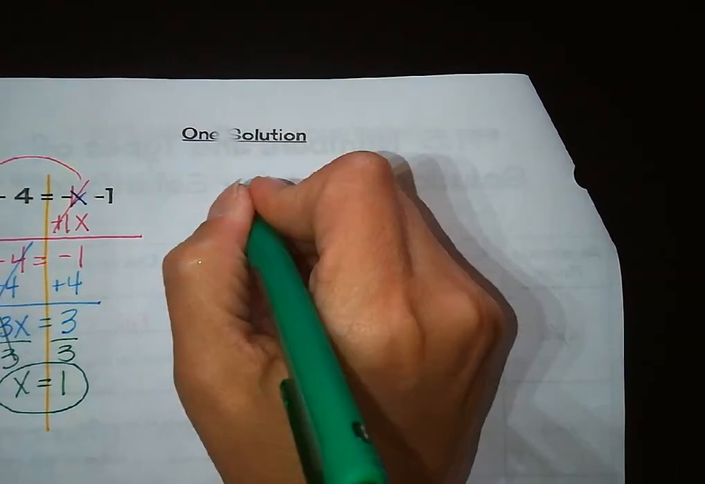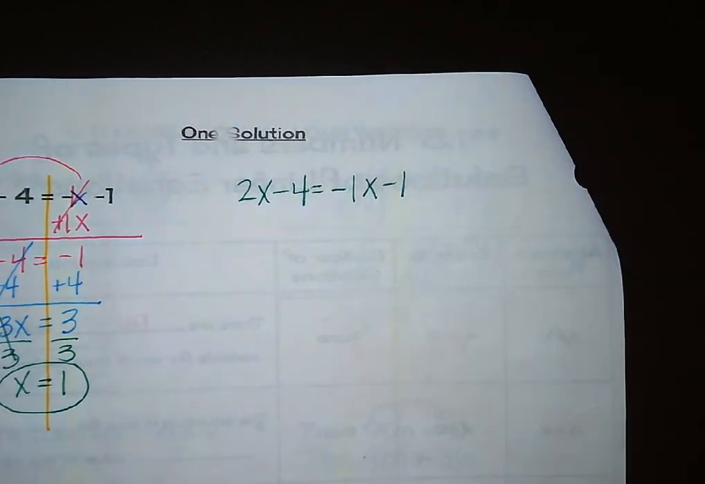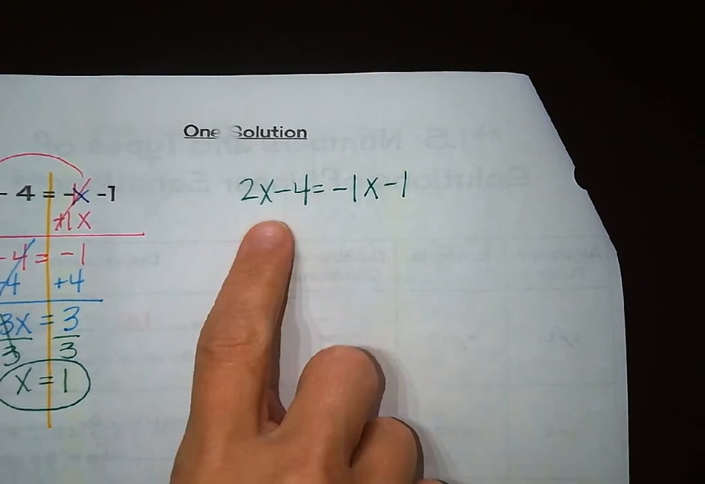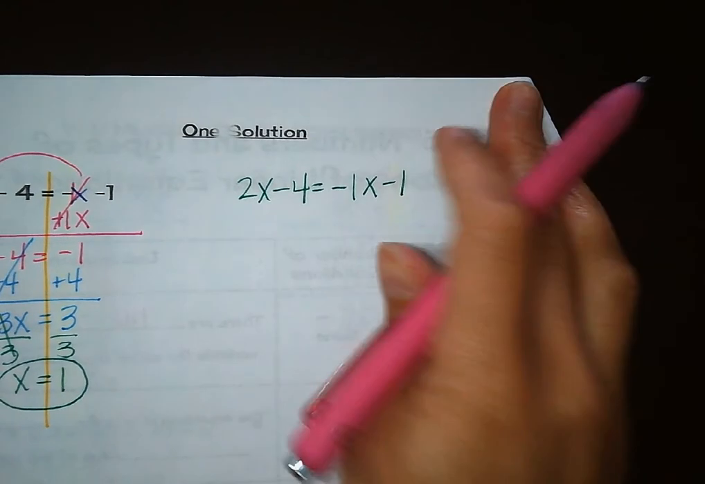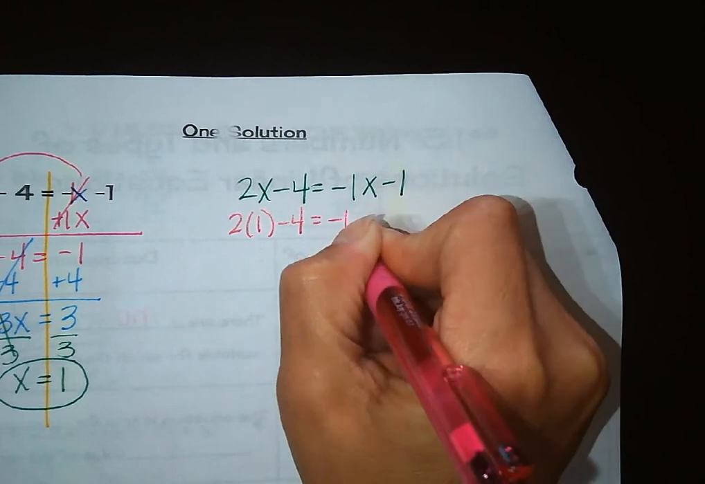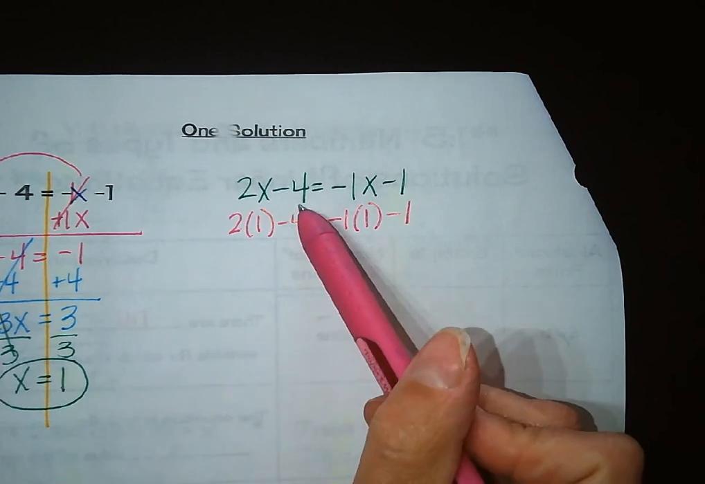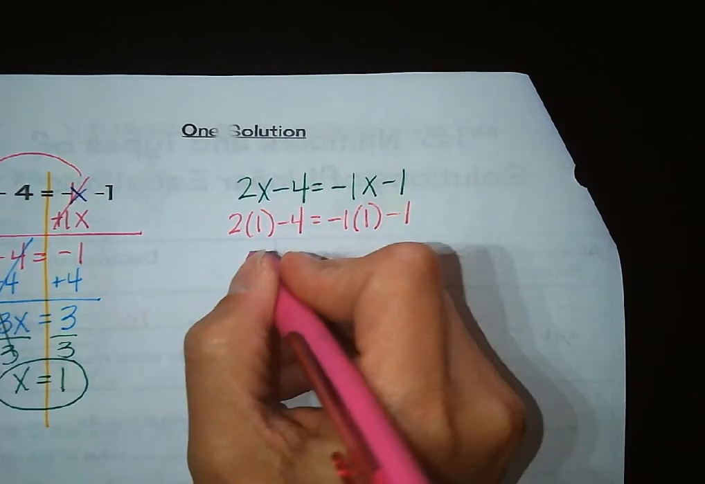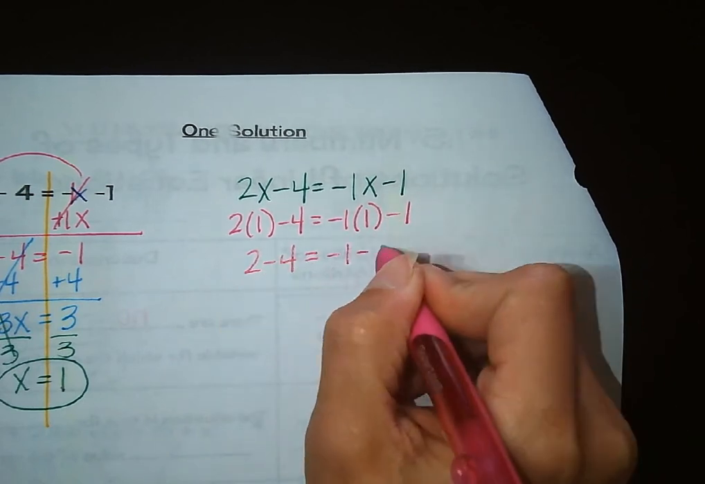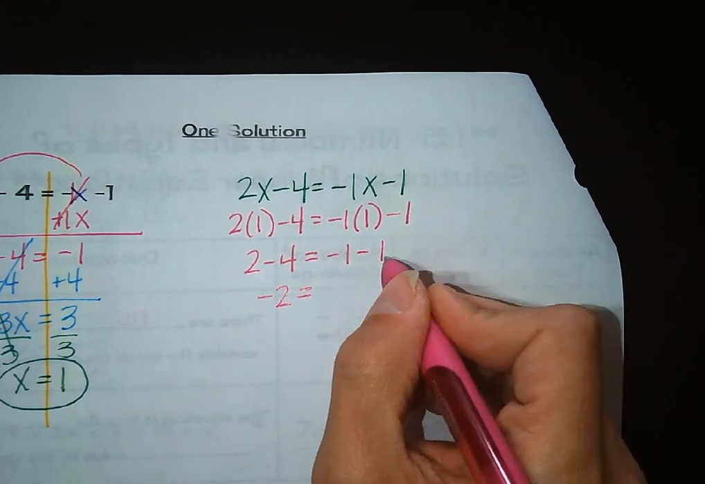So we have 2x minus 4 is equal to negative 1x minus 1. According to this, if I substitute my x equals 1 into my equation, I should have an equal sentence. So 2 times 1 minus 4, and then negative 1 times 1 minus 1. All I did is wherever I had an x, I put in that value of 1. 2 times 1 is 2 minus 4. Negative 1 times 1 is negative 1 minus 1. 2 minus 4 gives me negative 2. Negative 1 minus 1 gives me negative 2.